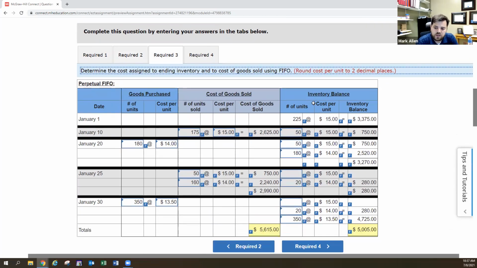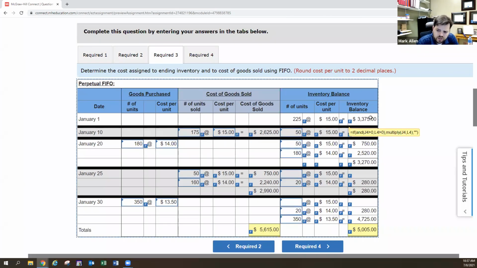Next, perpetual FIFO, 225 at 15. We then have our sale, of course, coming out of this 225. So 175 goes here, 50 stays here. We then purchased 180. The 180 comes in. 50 plus 180 is 230. So that's what we now have available. Here's my total cost. And just to point it out one more time, before we get too much further down, the 750 here plus the 2625 there does total back to this.